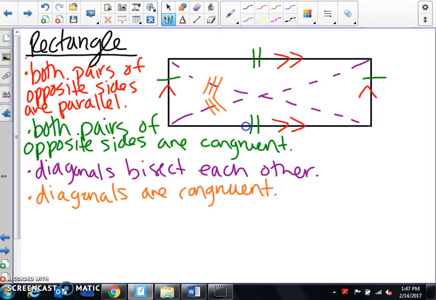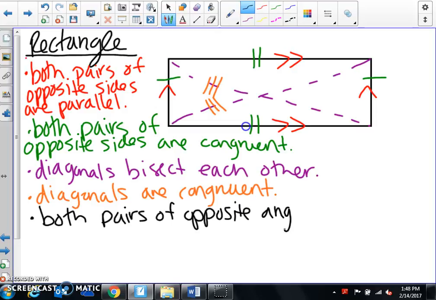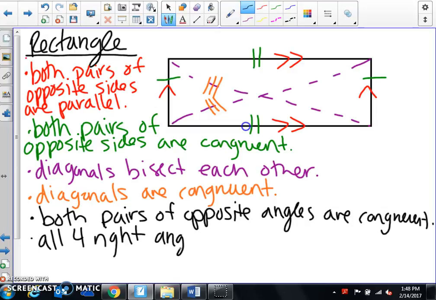For a rectangle, diagonals bisect each other at, no, that's not true. Sorry. We're going to go to the angles. So once again, both pairs of opposite angles are congruent. And like I said before, all 4 right angles. So the way that we talk about that, easy. Just put your boxes. And of course, opposite angles are congruent because that one's congruent to that one, and that one's congruent to that one.